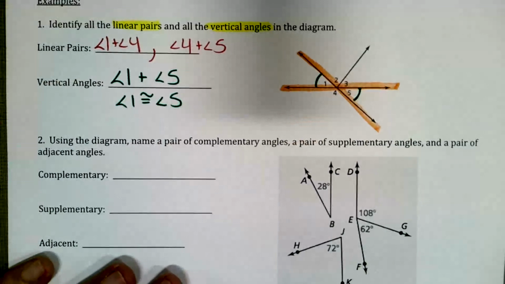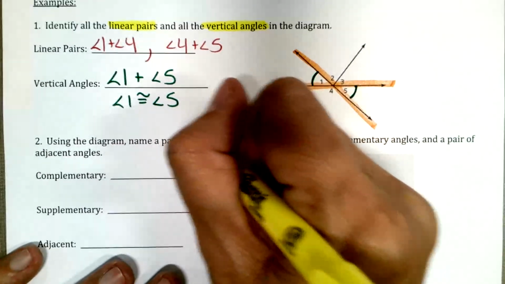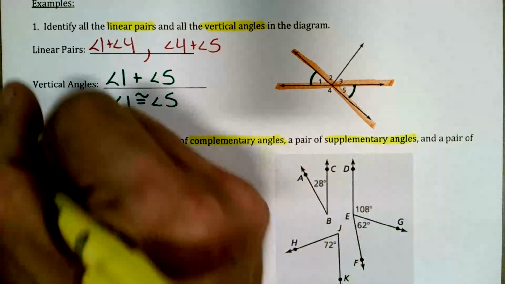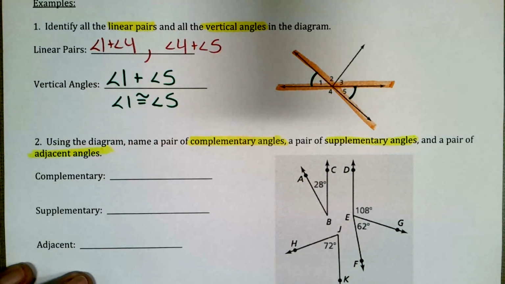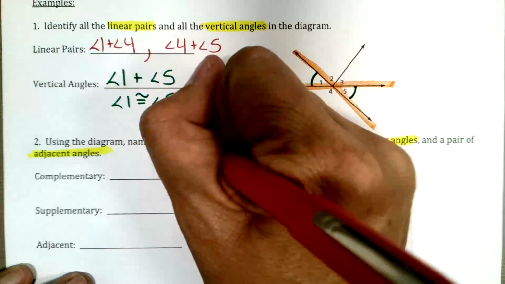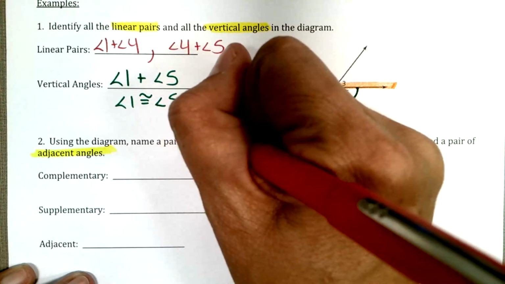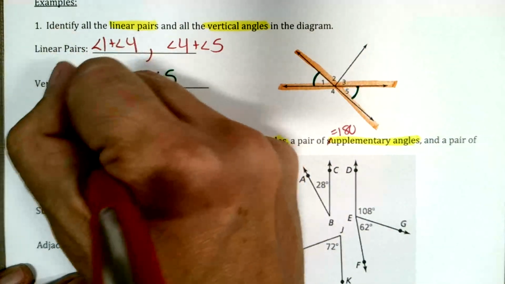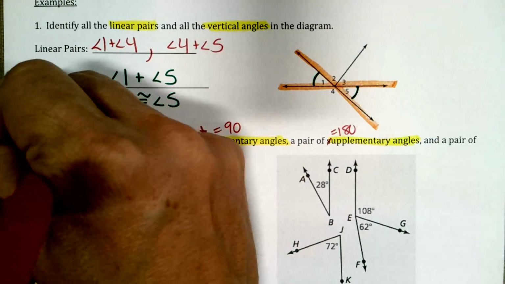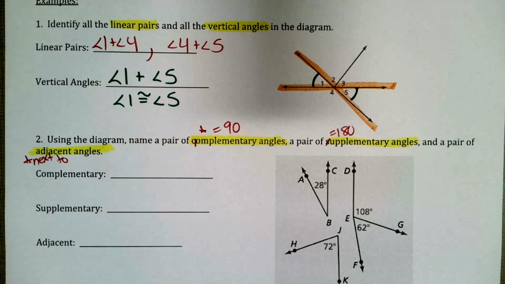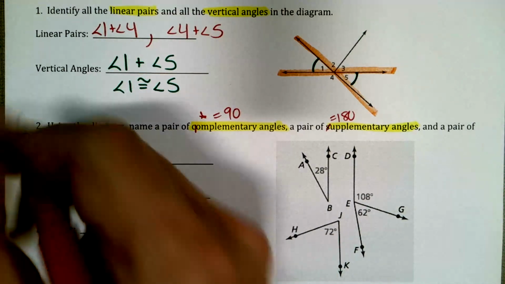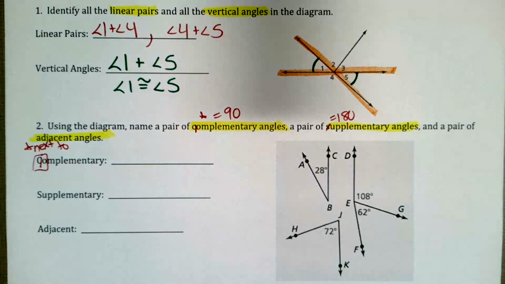Number 2 says, using the diagram, name a pair of complementary angles, a pair of supplementary angles, and a pair of adjacent angles. So let's just talk through this vocabulary. Our complementary has to add to 90. Our supplementary is our 180. And adjacent angles are next to each other. So starting with the complementary, that's going to be our 90. We need 2 angles that add to 90 degrees.